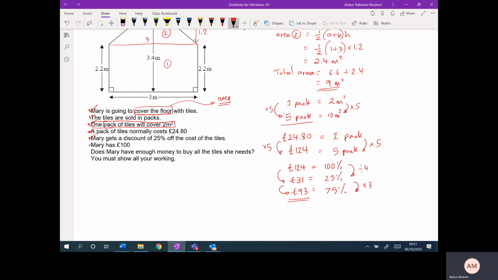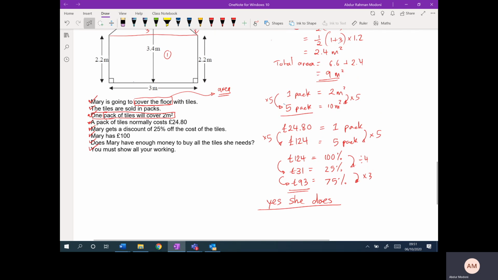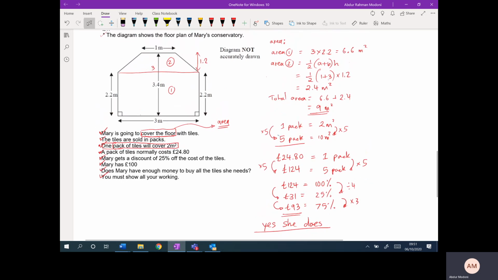Tick that off. Mary has £100. Does Mary have enough money to buy what she needs? Yes, she does, because £93 is less than 100. We've ticked that off. Have we answered that? Yes. You must show all your work in yes. And that's how we apply line by line maths to a question.